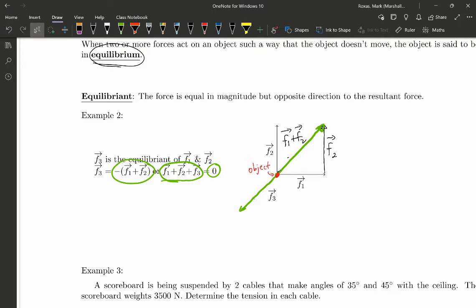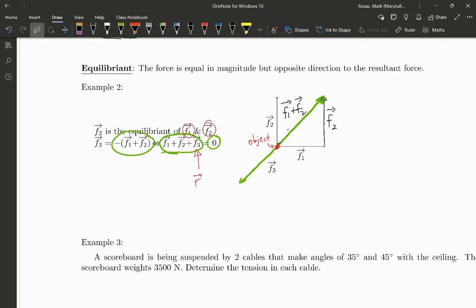Sometimes we'll be applying forces like F1 and F2, and you'll be asked, what would the equilibriant have to be in order for that object to be in equilibrium? In other words, sometimes F3 will be that very specific resultant force we have to find, which would just be opposite of the other forces.